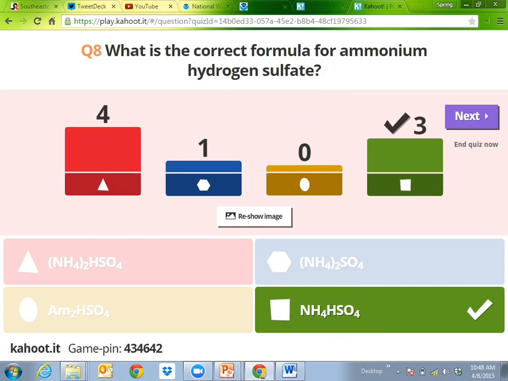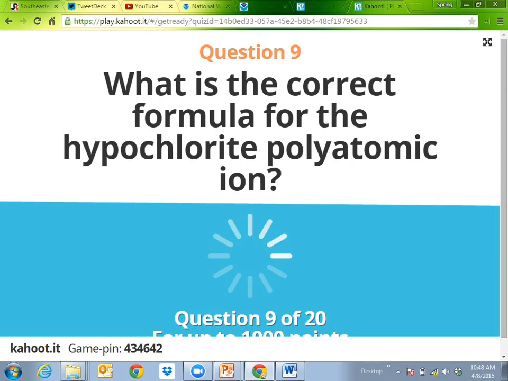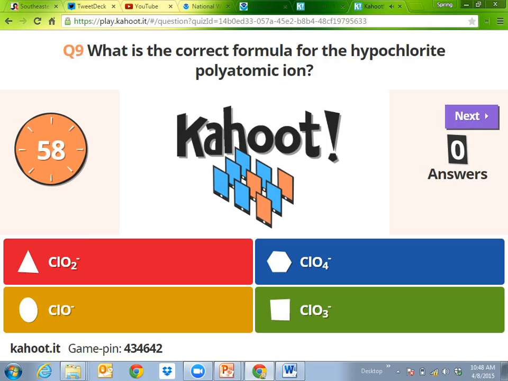Let's see. Got time at least for 1 more. What is the correct formula for hypochlorite? Now, I'm not asking you to combine it with anything, just hypochlorite. So it has chlorine and oxygen, but how much? Hypochlorite.